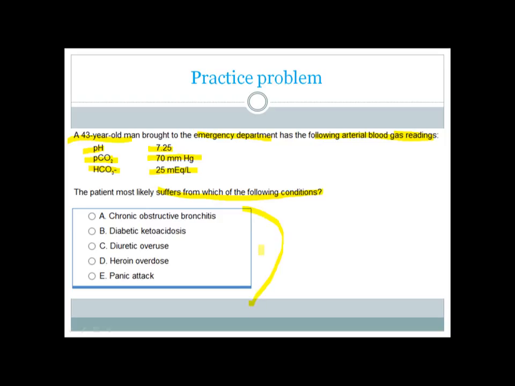You can pause here and find out the answer yourself. I'm solving it right now.